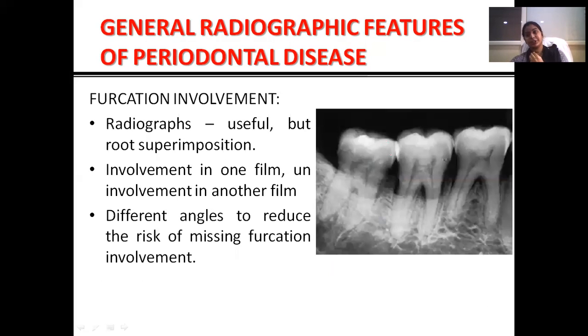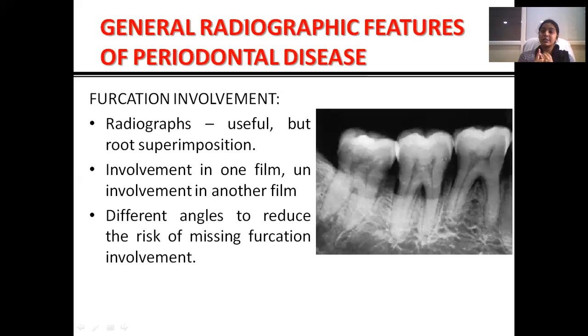Next, furcation involvement. The best way to diagnose furcation is clinical examination and surgical exploration of the defect. If you open the defect, then you will be able to better know the furcation defect. This is because radiographs are useful to diagnose furcation, but sometimes there will be superimposition of the roots. Because of this superimposition, especially in the case of maxillary molars, wherein there are three roots, if you take a radiograph, you might miss the furcation involvement.